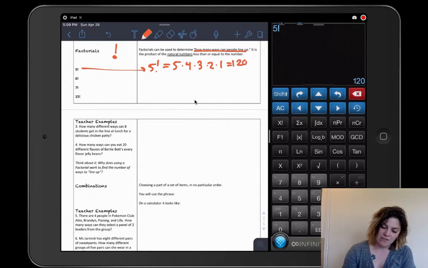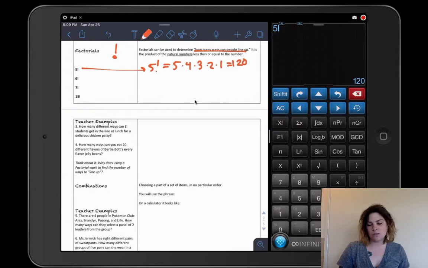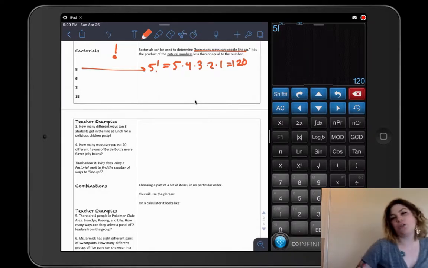So 5 factorial is 120. Again, there's no context with this, so we're not needing to put any units with it.